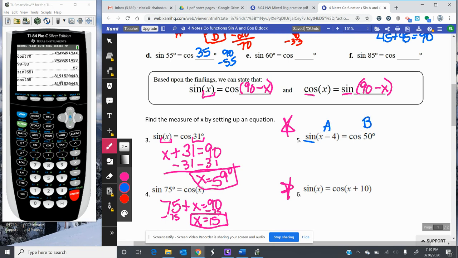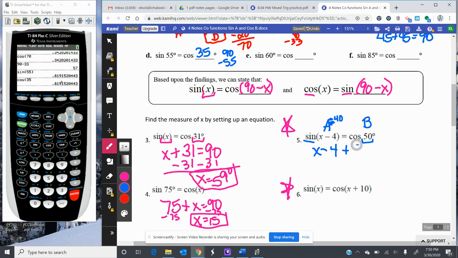other angle, B. Well, if we know angle B is 50, angle A must be 40, because those two angles, it's an equal sign, have to be complementary. So if we took a number minus 4, we need to gain 40. X will end up being 44. Some of you can see that in your head. Otherwise, we're going to stick with this equation.